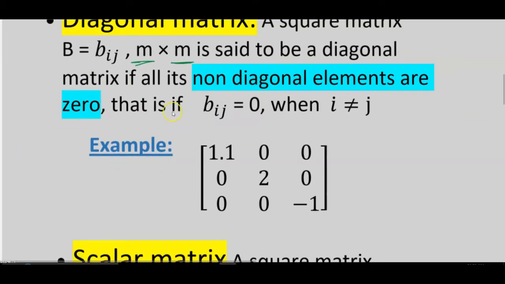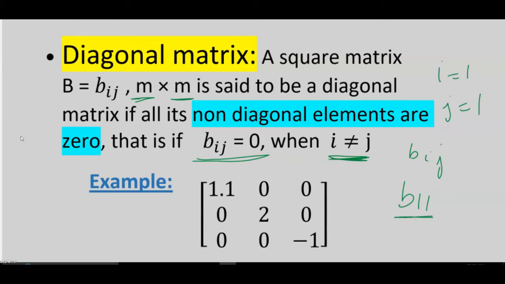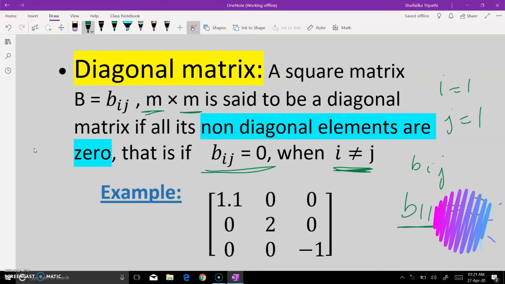Basically, I have written here B_ij is equal to 0 where i is not equal to j. I can explain this. B_ij is equal to 0 where i and j are not equal. So if I say that i is equal to 1 and j is equal to 1, that is B_ij, and we can say it as B11, right? But they are talking about i and j not being equal, right? But here you can see that in B11, i and j both are equal.